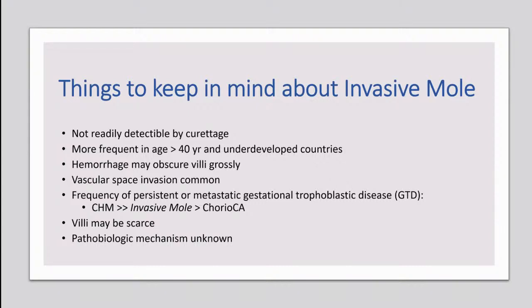When you think about cases, the totality of persistent and particularly metastatic gestational trophoblastic disease, by far and away the most frequent basis for it is complete mole. The second most frequent is invasive mole, and then a little further down the list is choriocarcinoma. So keep in mind that villi may be scarce, and if you have any clever ideas to explain why they're more invasive, I'd love to hear them.